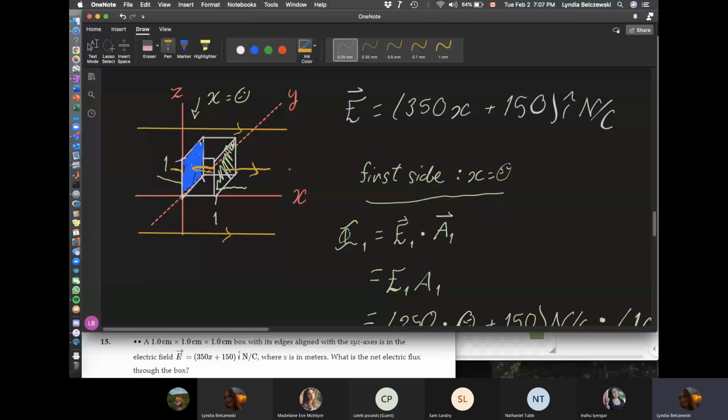Will the electric field lines always be going in that direction? Not necessarily, actually. Looking at how they've defined the electric field here, imagine if x was equal to -1. Then you would have a negative number in front of the i hat, so the electric field would be pointing to the left, towards the negative x values.